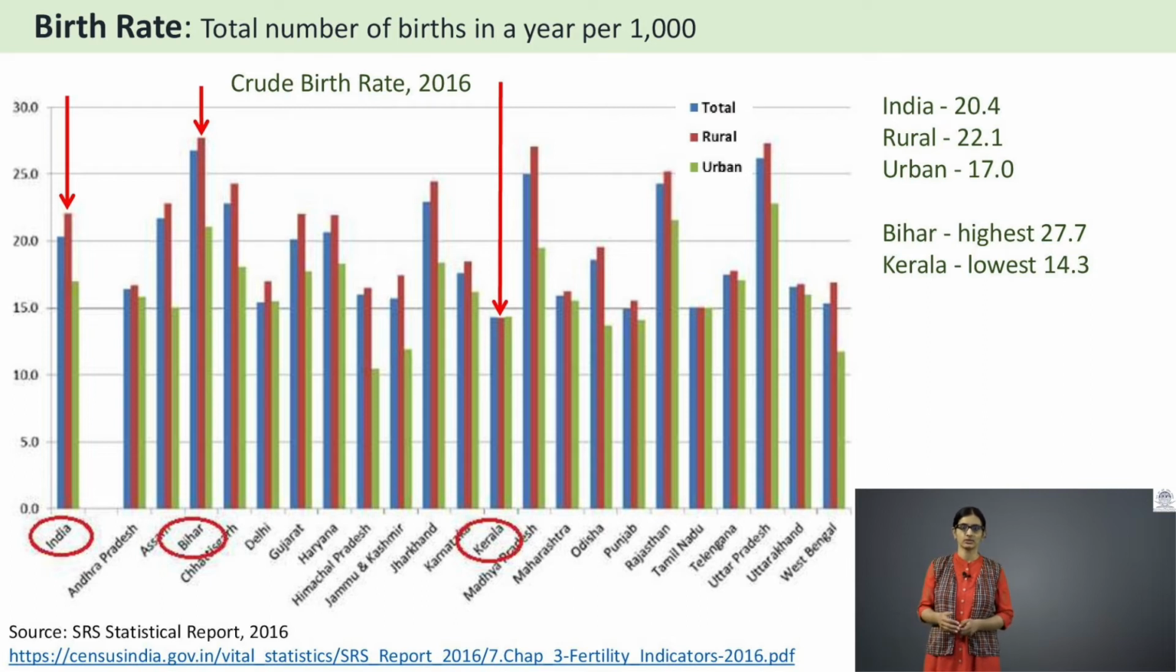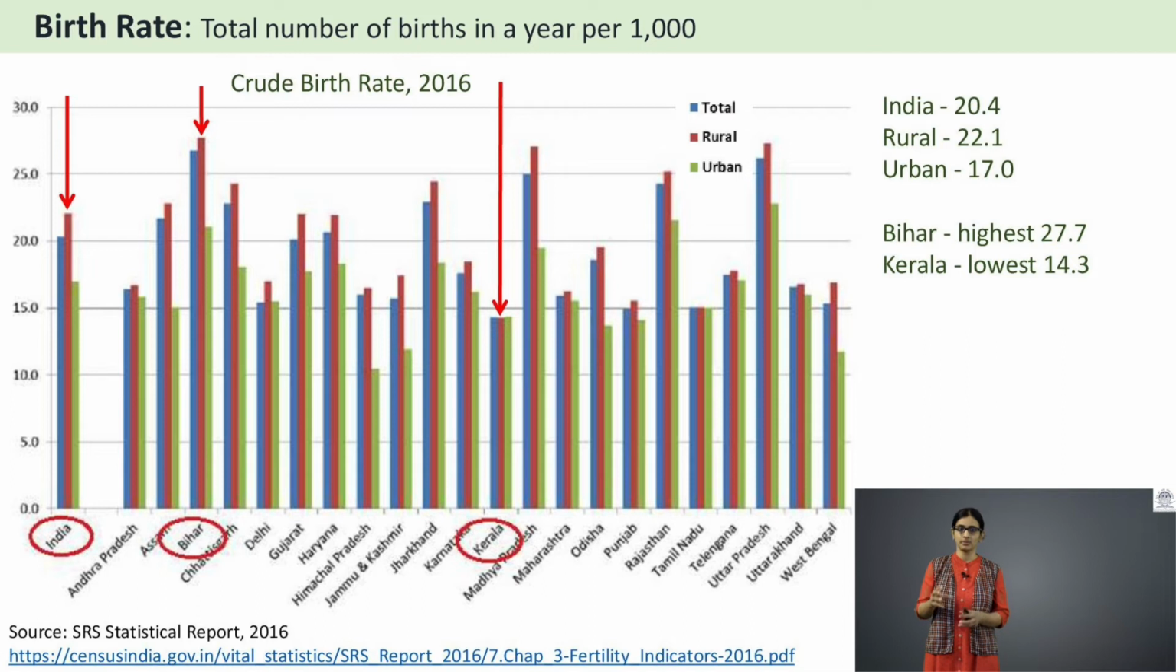Let us have a look at this figure. The figure depicts birth rate with the reference year of 2016. On the x-axis we have the states, that's the horizontal axis. We have the names of the states, and on the y-axis is the birth rate, that is the vertical axis. And we see that the bars are in 3 different colors. The blue depicts the total, the red depicts the rural, and the green depicts the urban.